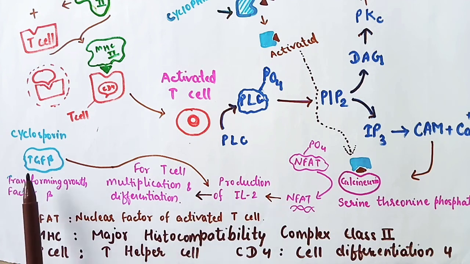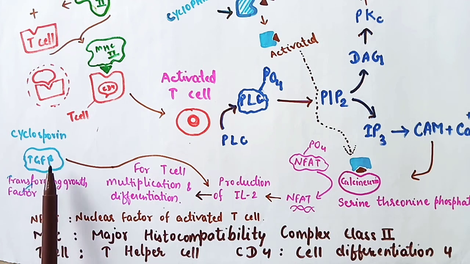Cyclosporin also acts on another receptor, that is TGF-beta, transforming growth factor beta. This is mainly acting directly on interleukin-2. Since interleukin-2 is directly inhibited by this TGF-beta, there is no T cell multiplication and differentiation. This is the major point. NFAT means nuclear factor of activated T cell. MHC means major histocompatibility complex class 2. The T cell here is the T helper cell and CD4 means cluster of differentiation 4.